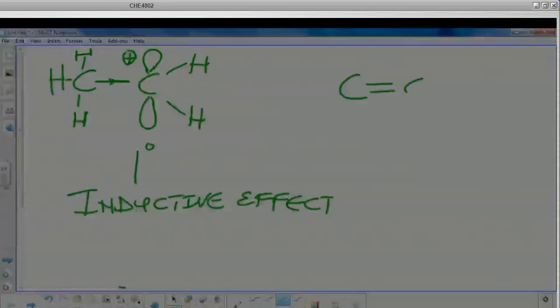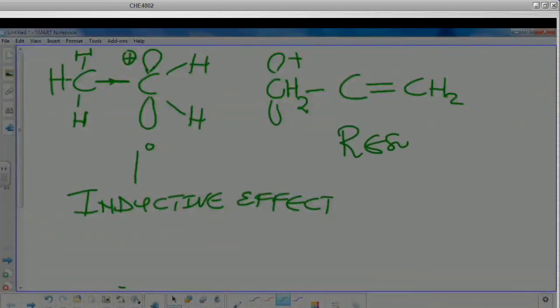But you also have resonance effect. I'll start with resonance effect this way. CH2, maybe I put CH2 plus here. That way, okay? That is resonance. I'll show you what I mean by resonance effect. This I said is inductive effect, this is resonance effect. This is a very important concept in chemistry. I'll show you why, okay?